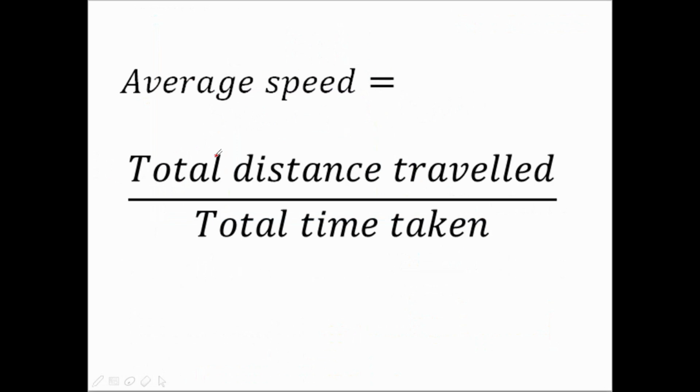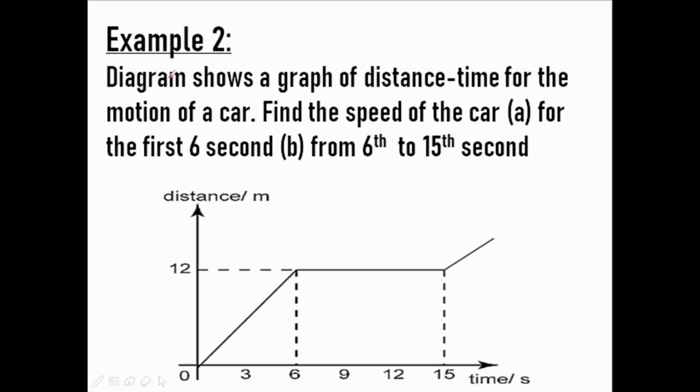So this is the formula for you to find the average speed, which is equal to total distance traveled over total time taken. Example 2. The diagram shows a graph of distance against time for the motion of a car. Find the speed of the car for A, the first 6 seconds, and B, from 6 to 15 seconds.